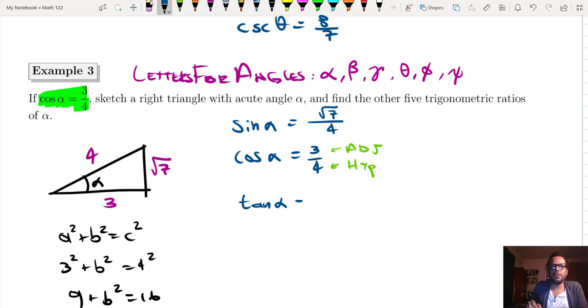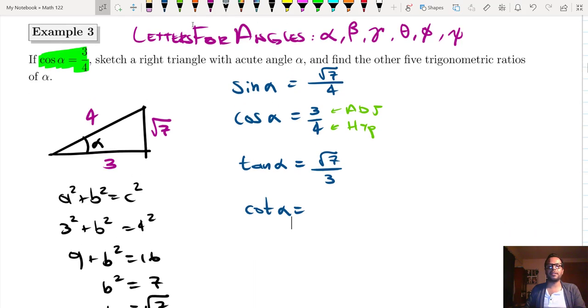Tangent alpha, which is opposite over adjacent. All right, so this will be opposite over adjacent. Cotangent is no other than the reciprocal of tangent, right? That is 3 divided by the root of 7, right? By definition it is adjacent over opposite.